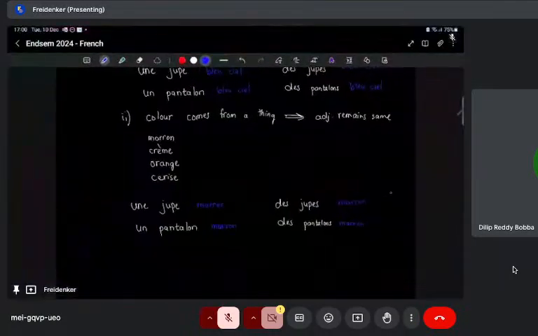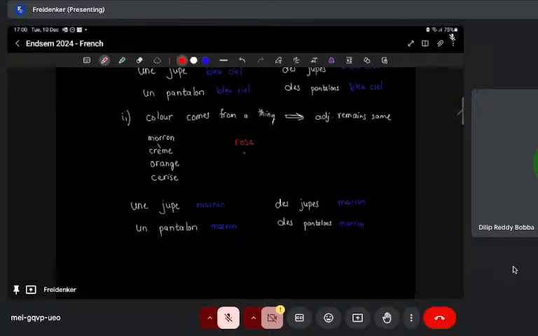So the exception to the exception is rose, the color rose. It comes from rose, but it will take an extra s. That is an exception, because rose comes from a thing, so it should not change. But here it's changing. There are only two exceptions to the exception. One is rose and the other is châtain. Châtain is chestnut color. It can also change to feminine form, and it can also take an extra s.